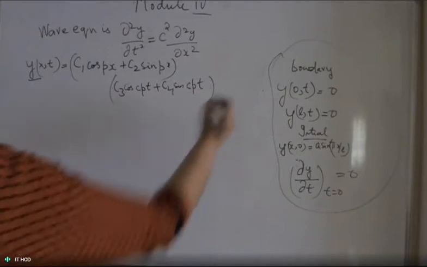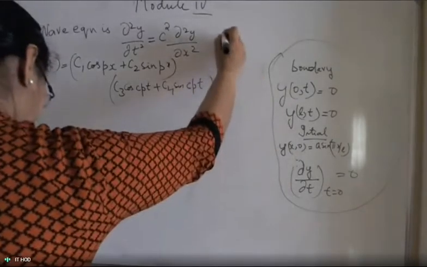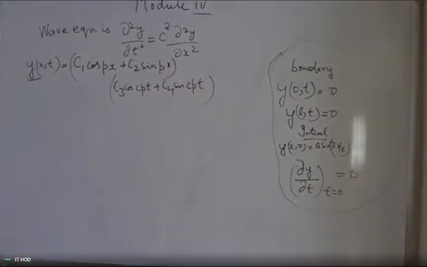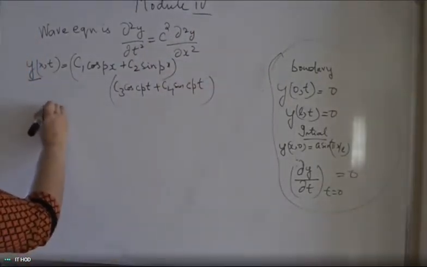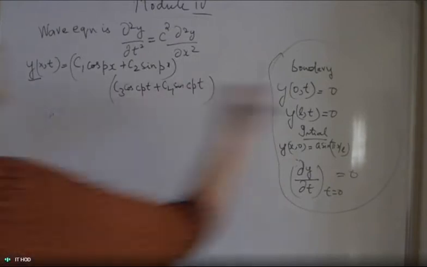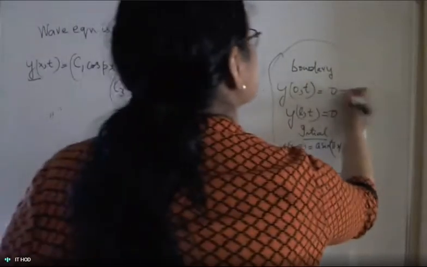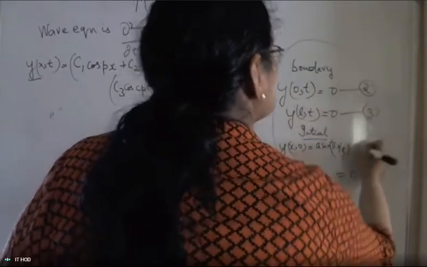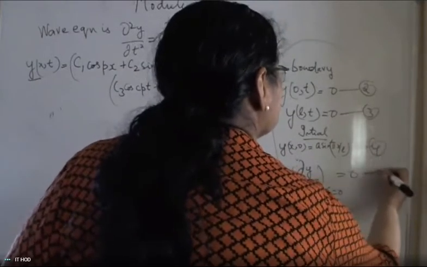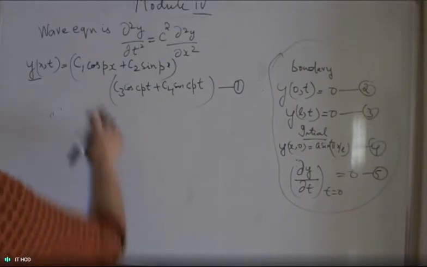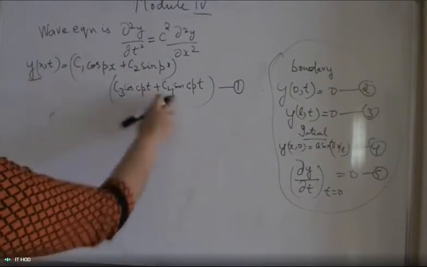We can write all these as first equation, second equation. So y(0,t), we already have that. I'm marking this as first equation. This is second, this is third, this is fourth, this is fifth. Mark like this, then it will be easier. Now you have to find the values of C1, C2, C3, C4 first.